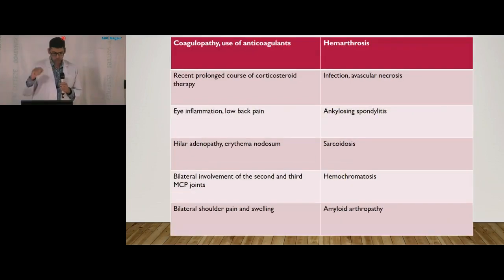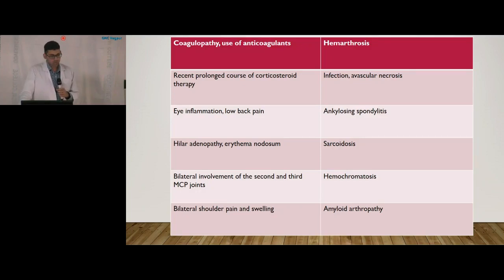Coagulopathy and use of anticoagulants cause hemarthrosis, especially if we are dealing with Christmas disease or factor 9 deficiency. In the pediatric age group, they will present to you with hemarthrosis, because even a trivial trauma to a large joint will give rise to joint inflammation.